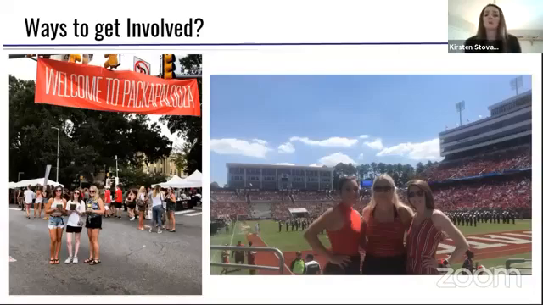And then there's another picture of us at a football game. A lot of times you will get discounted tickets or free tickets, so I definitely encourage everyone to take advantage of that if your school offers it. I like to say try everything at least once, even if it's not for you.